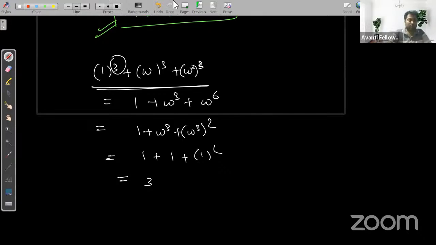Okay. Now come to the third property. What is the third property here? The product of the roots is 1.